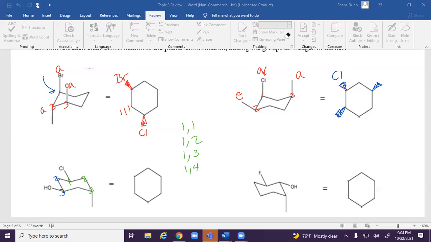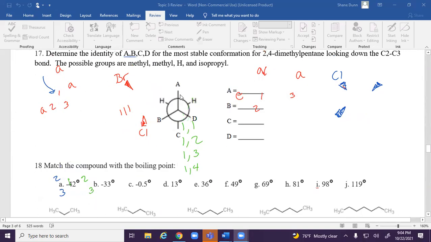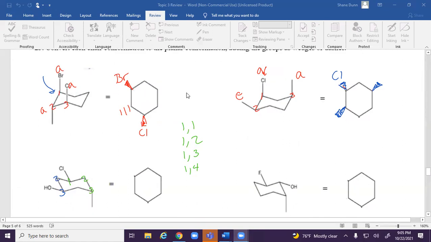Yeah, I'm trying to think. It almost only happens with a chair. Yes. Only chair. Okay. Yep, it works either way, as long as the cis ones are cis and the trans ones are trans. It can be either or. I just prefer wedges because wedges are more fun to draw than dashes. Or you just know that the even ones are the same. So 1 and 4 are the same, right? So just memorize that, and 1 and 3 are the same.